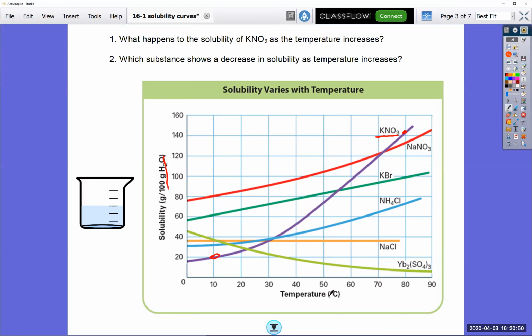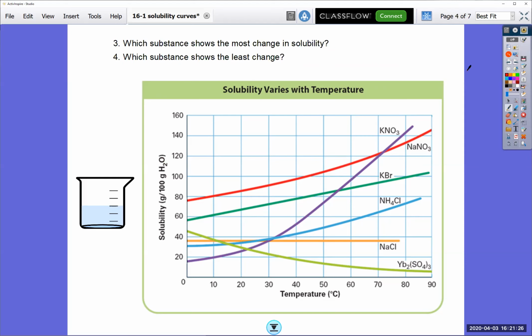Okay, question number 2. Which substance shows a decrease in solubility as temperature increases? There's only one on this chart that we are seeing here. Again, there's millions of chemicals out there. They each have their solubility curves. We're only seeing 5 or 6 of them. So you pick Yb2(SO4)3, which actually has a decrease in solubility as temperature increases. So you cannot dissolve as much in a hot liquid as you can in a cold liquid.